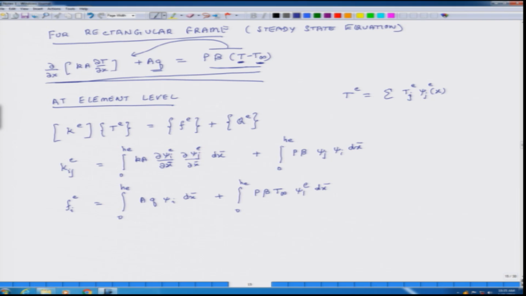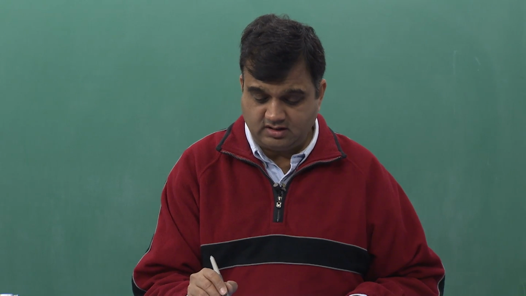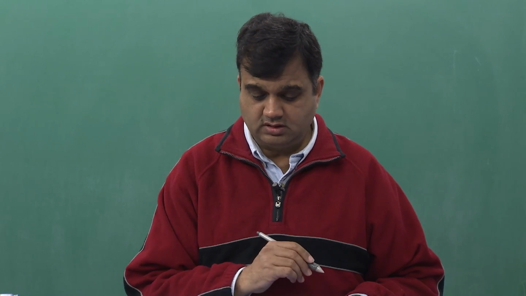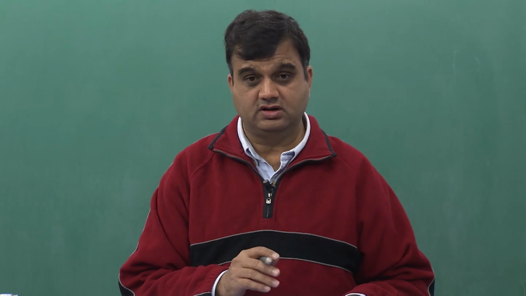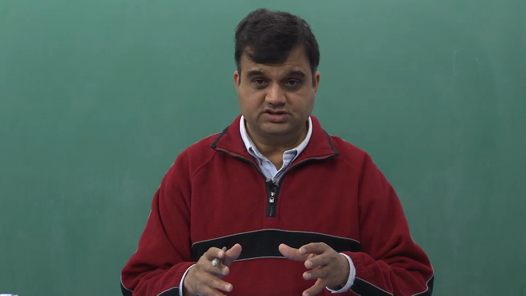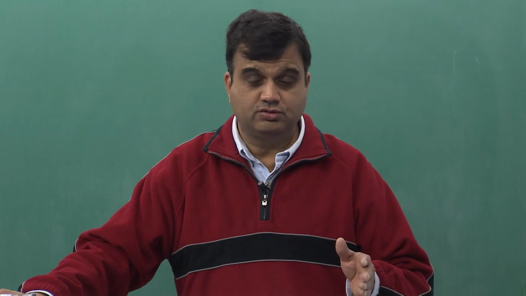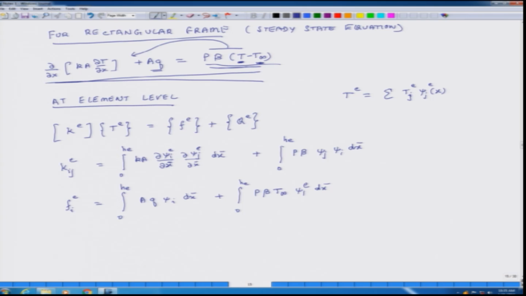So, the formulation is exactly the same. If we go back to our earlier lectures, the only thing which we have added is this P times beta times T minus T infinity. When you find the residue, multiply it by a weight function, integrate it over the domain and do the weak formulation, you will get all these expressions. So, that process is exactly the same.